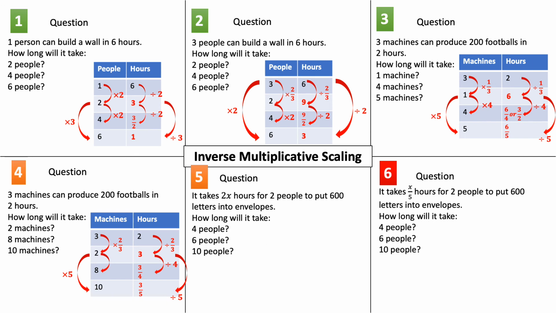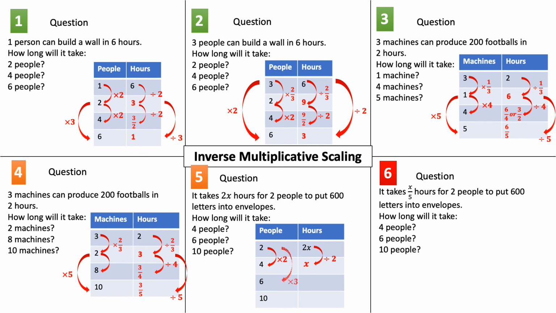First thing I'm going to do, set up my table with the information that I've been given, and then I'm going to use that information to work out the rest. So thinking about 4 people then, I can see here that I can use 2 people because 2 is a factor of 4, so I multiply it by 2. Therefore, I divide 2x by 2, which gives me x hours for 4 people.